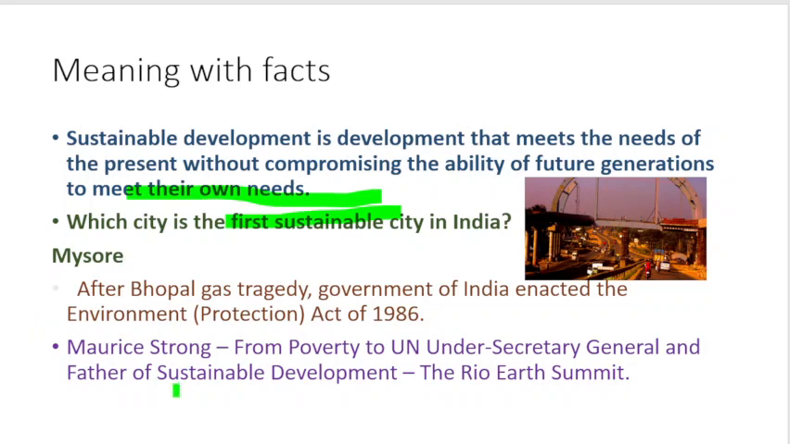Then, who is regarded as the father of sustainable development? The answer is Maurice Strong. He has been considered the father of sustainable development.